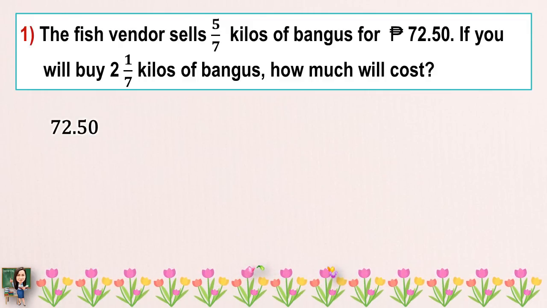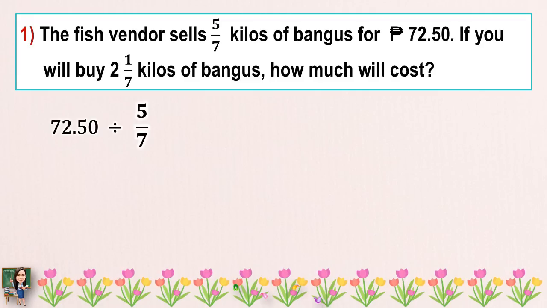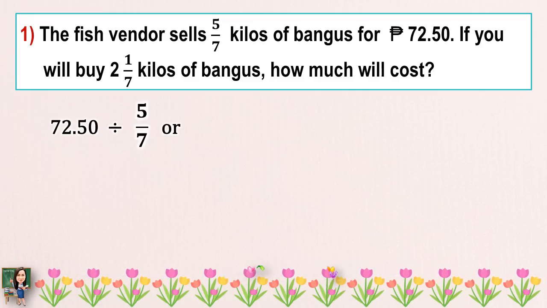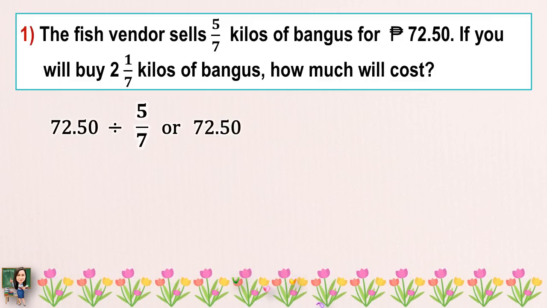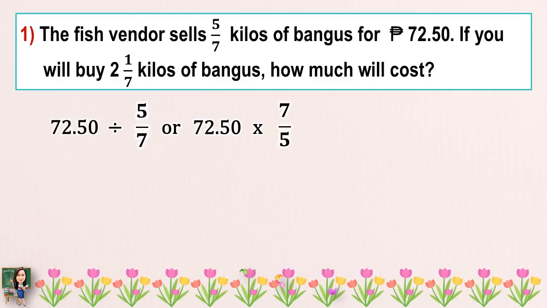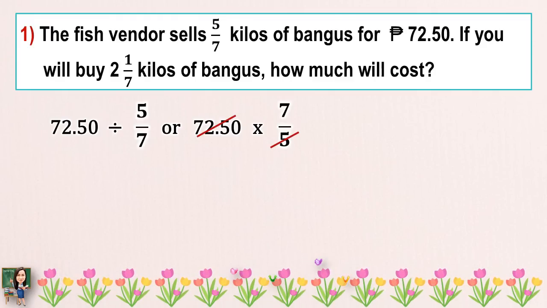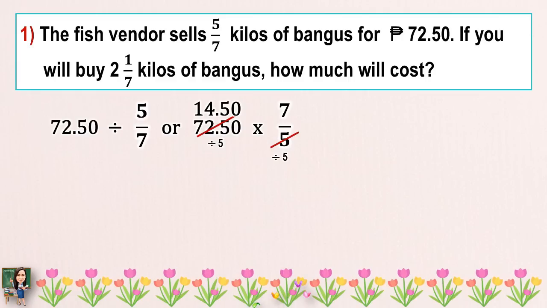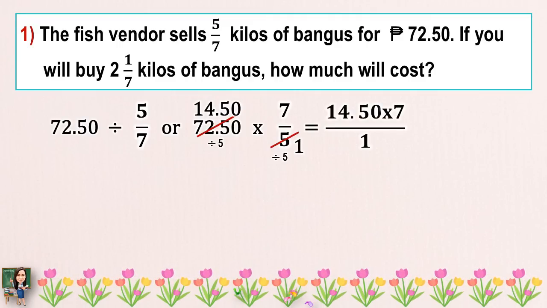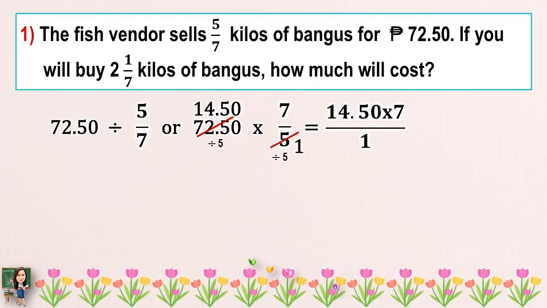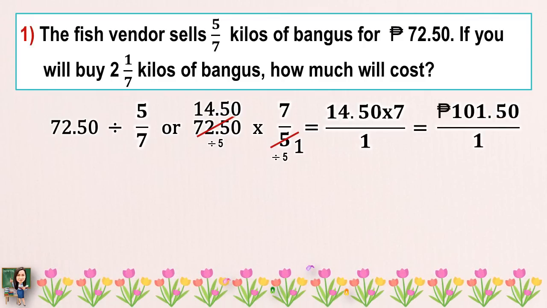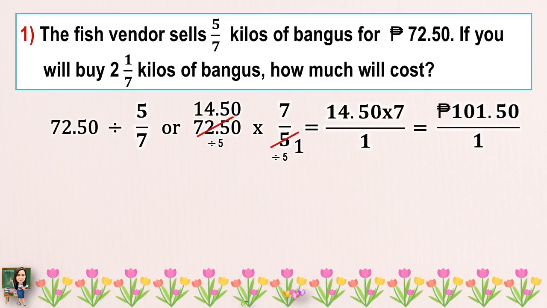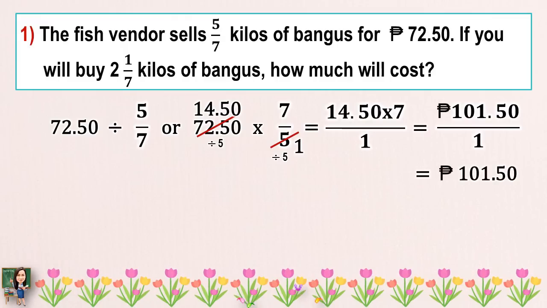72.50 divided by 5/7 kilos of bangus. Or to use the cancellation method, multiply 72.50 times 7/5. Then find the GCF of 72.50 and 5. The GCF is 5. 72.50 divided by 5 equals 14.50. And 5 divided by 5 equals 1. Multiply. 14.50 times 7 equals 101.50 over 1. 101.50 divided by 1 equals 101.50.